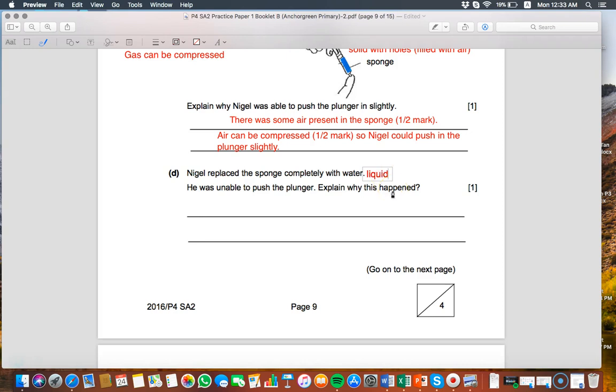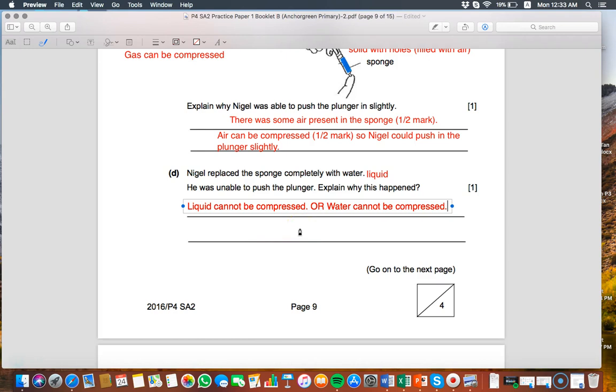He was unable to push the plunger. Explain why this happened. So same thing again, it is about compressibility. So when we link compressibility with liquid, what can we recall? Liquid cannot be compressed, right? So why this happened is because liquid cannot be compressed. Or you can say water cannot be compressed.